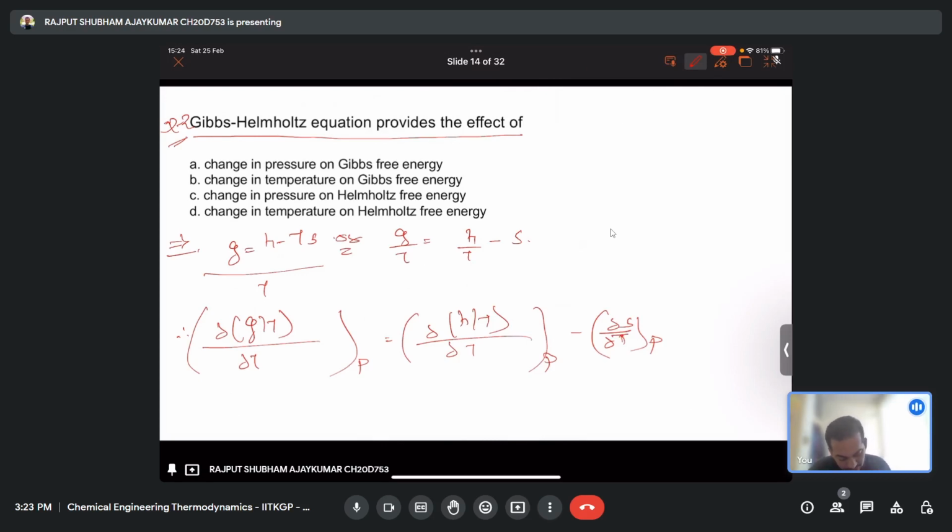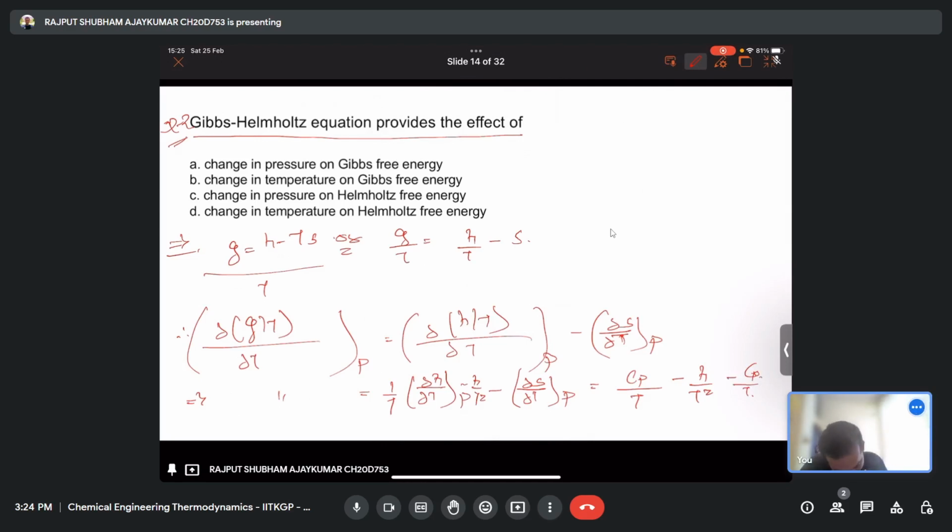Now I will try to simplify this equation and come to a point. I can take the temperature outside, so it will be 1 by T del H by del T at P minus del S by del T at P. So this corresponds to Cp by T minus. We have to do partial differentiation two times, right? So there will be another term, minus H by T square, minus Cp by T.